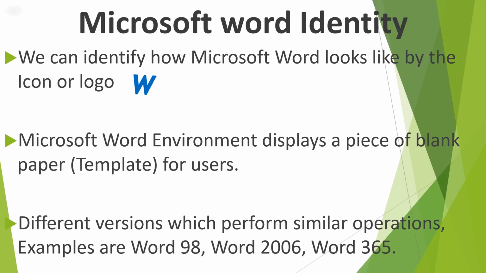How do we identify Microsoft Word as a user? Microsoft Word identity. We can identify Microsoft Word by the way it looks, which is called the logo or the icon. It has a W to represent Word. Microsoft Word can also be used in an environment. How do we know? Microsoft Word displays a piece of blank paper for the users to use, and this piece of blank paper is referred to as a template.